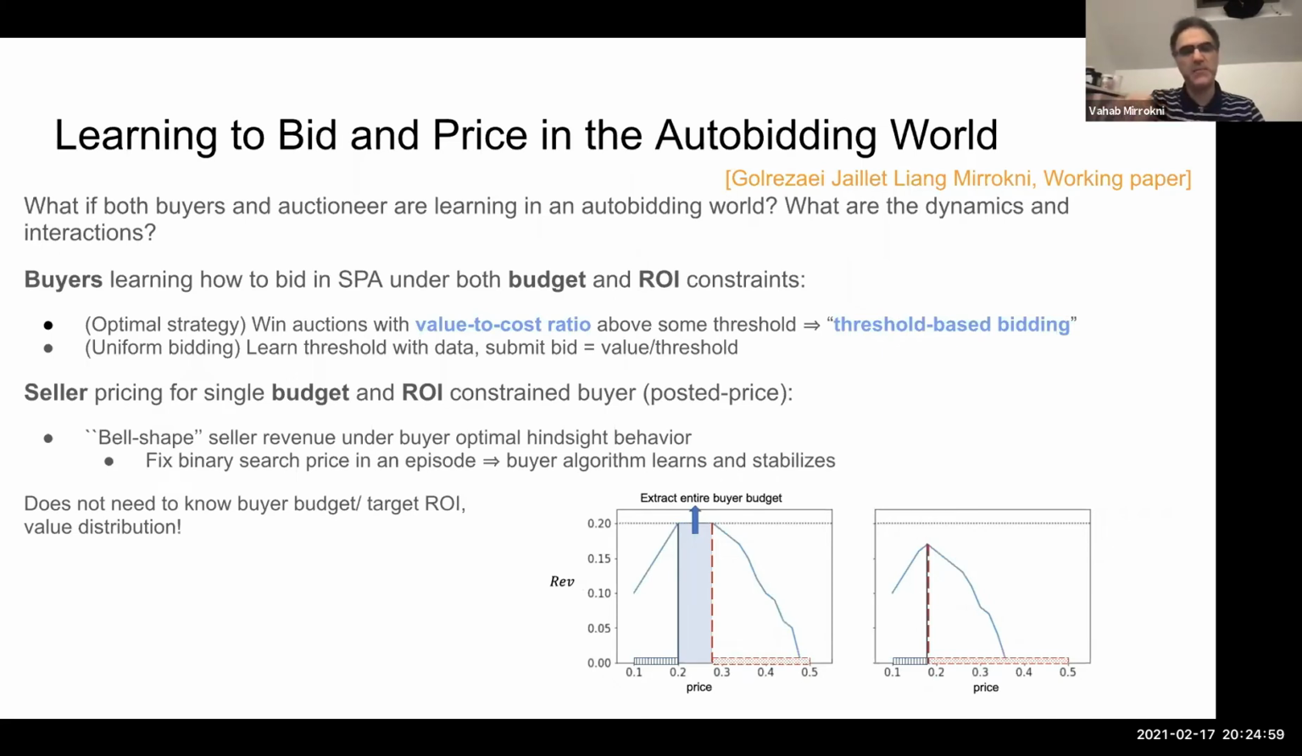The revenue has a bell-shaped structure, and that helps us in learning the optimal pricing strategy for the seller as well. And if they both follow this, we end up with a low-regret result for the seller as well. So this is the topic of another recent paper with my colleagues at MIT that we'll post on arXiv soon.